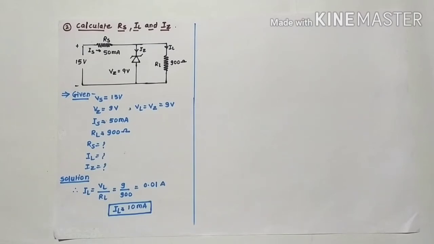Now the solution. By using Ohm's law, IL is equal to VL upon RL. By putting the values of VL and RL, 9 upon 900, that is equal to 0.01 ampere. And this 0.01 ampere is converted into milliampere. Therefore, the load current IL is equal to 10 milliampere. Okay students?